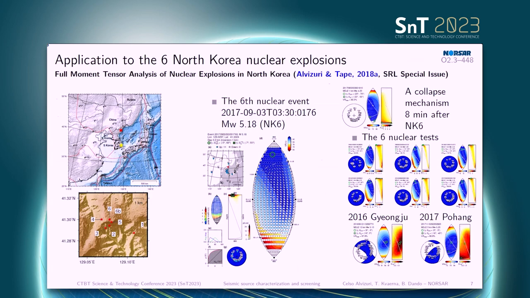Then a few minutes after this last nuclear test, there was another mechanism, and this turned out to be a collapse type of mechanism. As you can see on the top right figure on the Lund, the best solution happens to fall at the bottom. As I showed earlier, explosions are on the top of the Lund, earthquakes towards the center, and collapses towards the bottom. To test the capability of the methodology, I also analyzed two other events not related to the nuclear test, two regular tectonic earthquakes. As expected, we were able to estimate the mechanisms for these tectonic events as regular double couple type events.